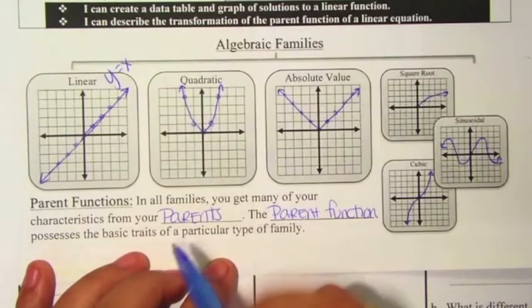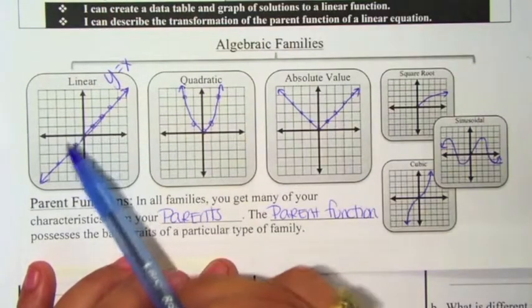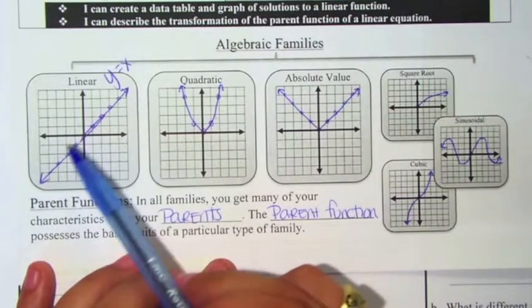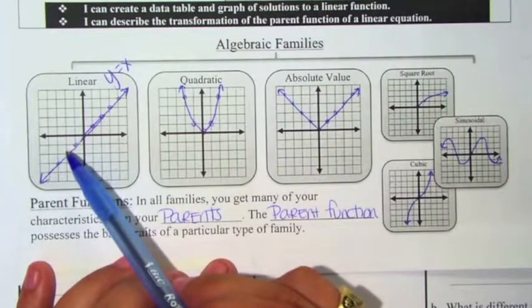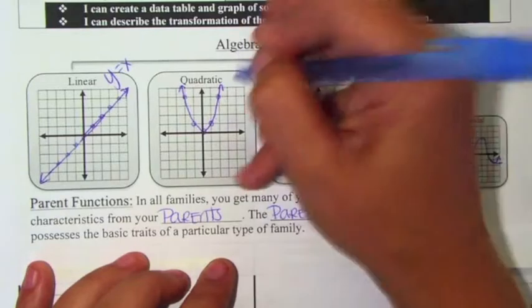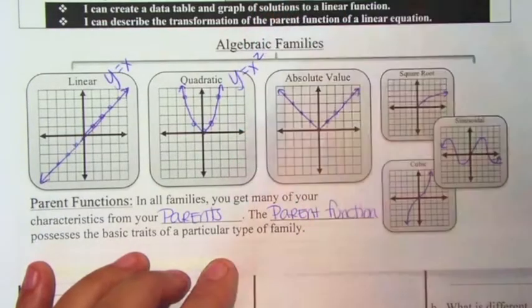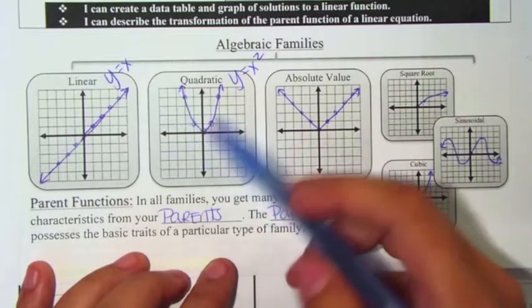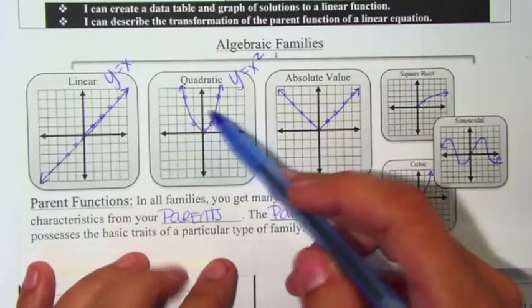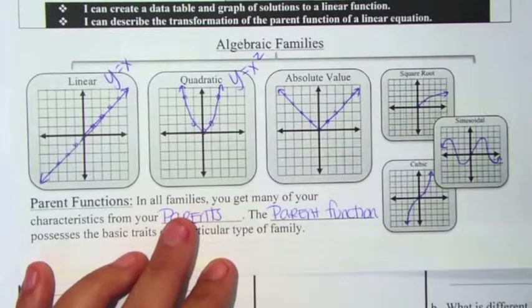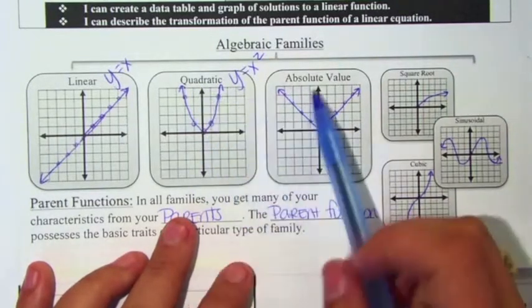Then this is the equation y equals x. So every linear equation is going to look something like this. It's going to be very similar to this, have the same shape, but it's going to be somewhere else or be a little bit different. This is a quadratic, which is y equals x squared. And again, any quadratic function has this basic shape. It's just maybe it's skinnier or maybe it's down here or over here. But this is the parent function.